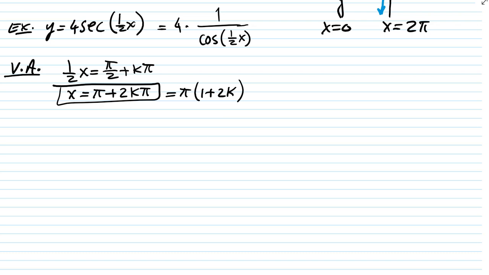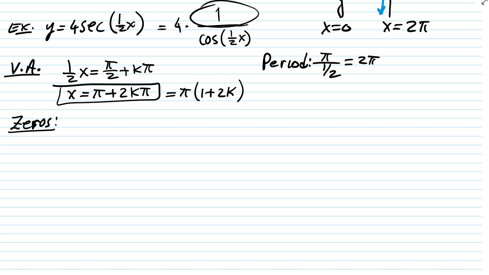Oh, the period of this thing is going to be pi over 1/2, or 2 pi. But we get that from our interval as well. Now for zeros, this one again, remember the only way this can be 0 is if the numerator of the fraction is 0, which is 1, never zero. So there are no zeros of this one, no x-intercepts.